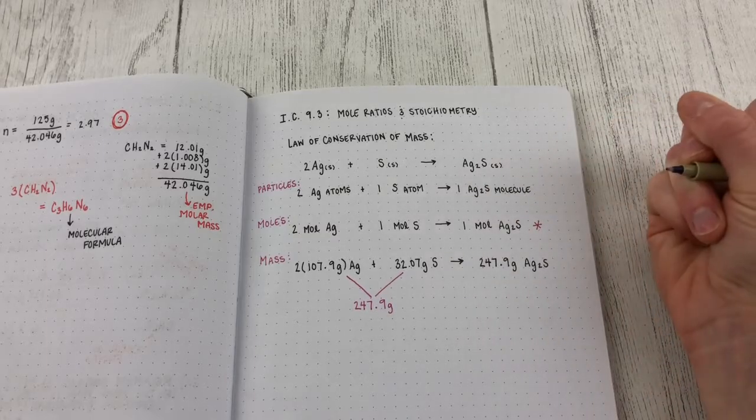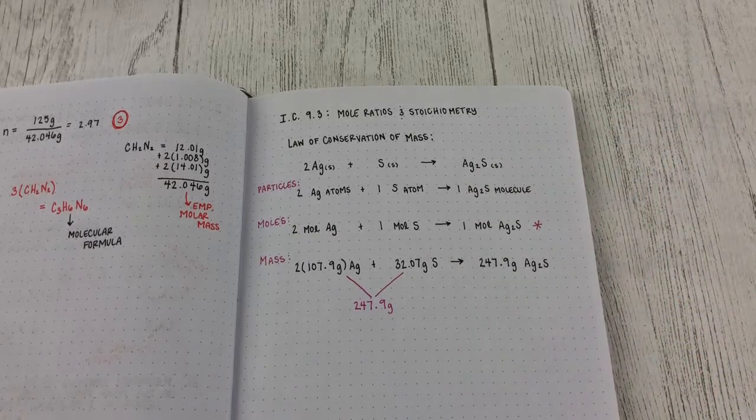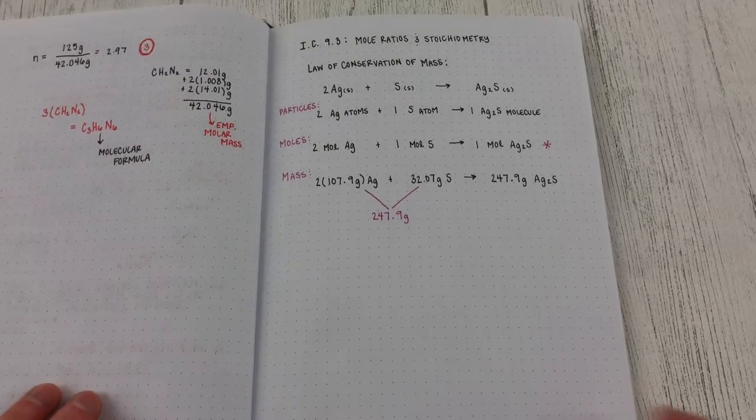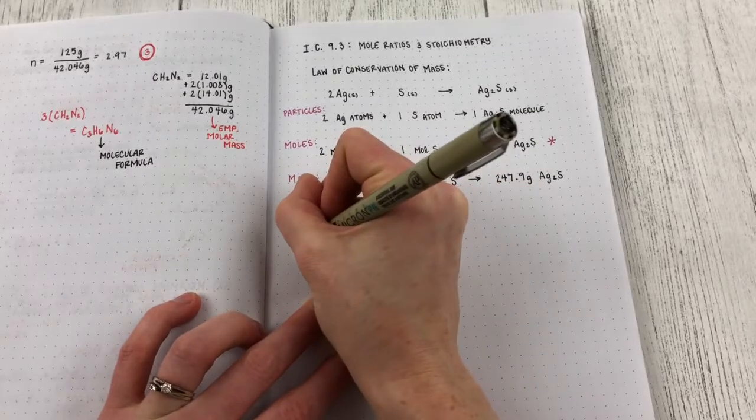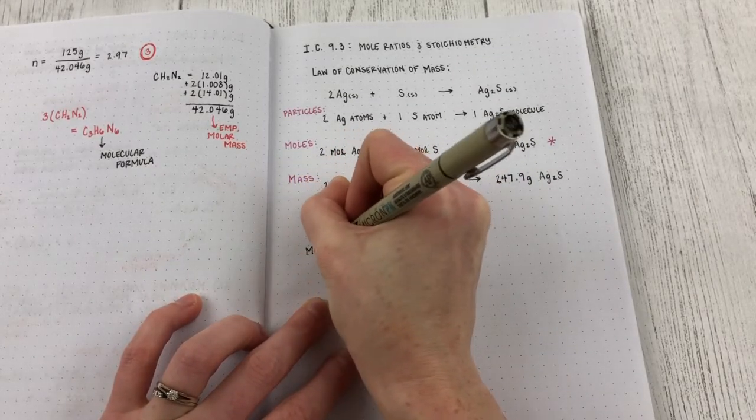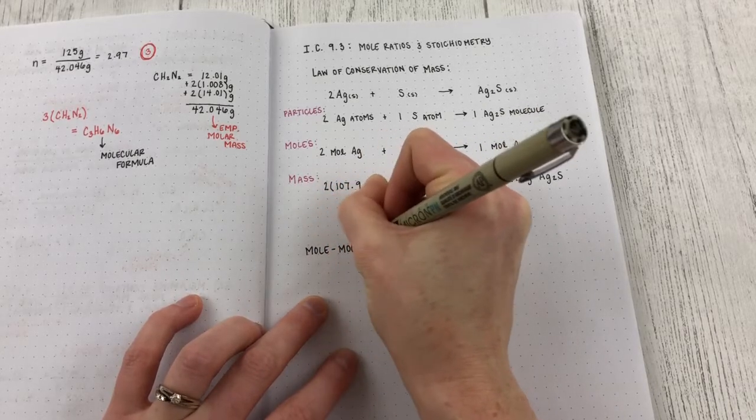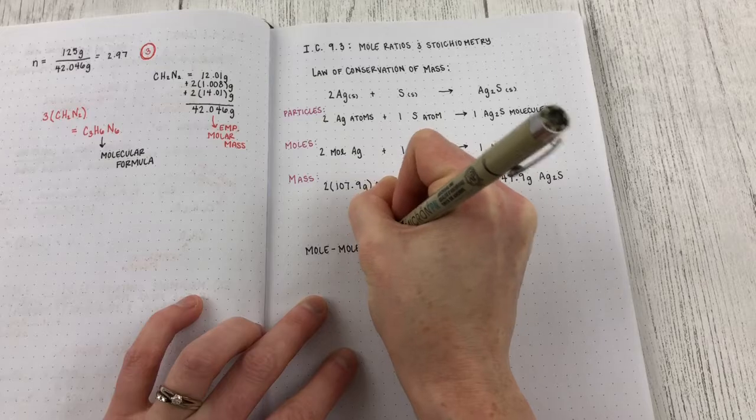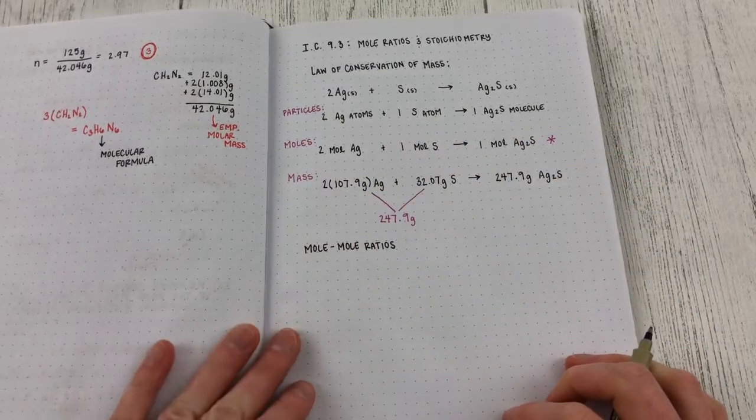This one right here, the relationship in moles, is what we're going to focus on a lot in this video, and the concept of mole ratios, and how we can look at a balanced chemical equation and draw connections between reactants and products. So let's take a look at mole-to-mole ratios.